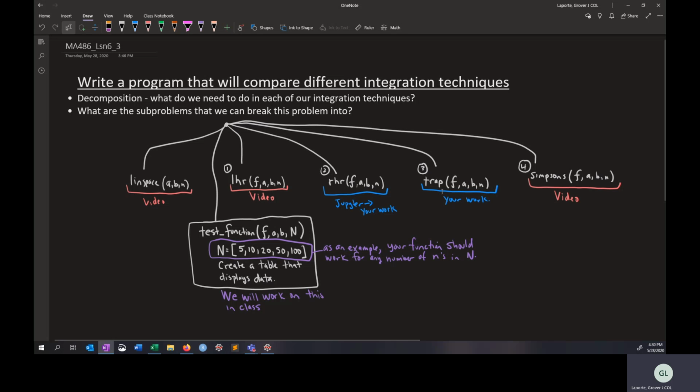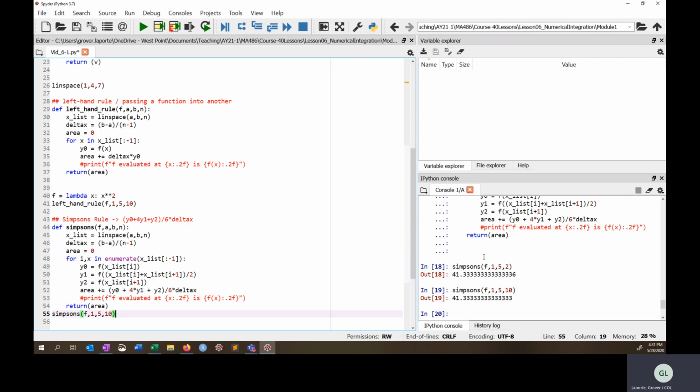Make sure that they're giving you about the same numbers that we've been getting, what is it, 41 1/3. If these are giving you about the same thing, the right hand rule should be coming at it from above. Left hand rule for a quadratic going from 1 to 5 should be coming at it from the left hand side. In other words, from smaller. Let's see. No, hold on. It should be high, right? I think. Let me get that sucker.